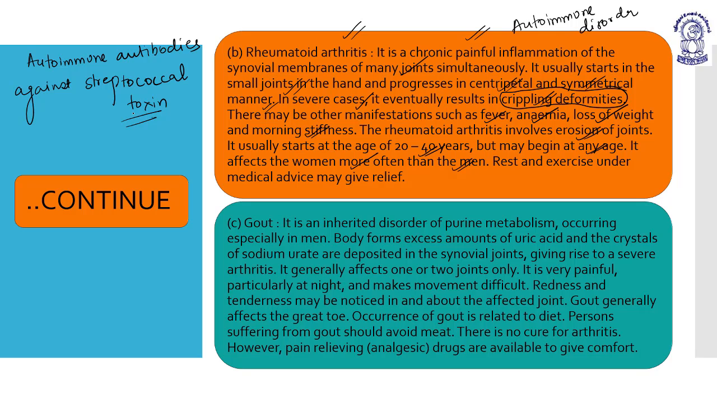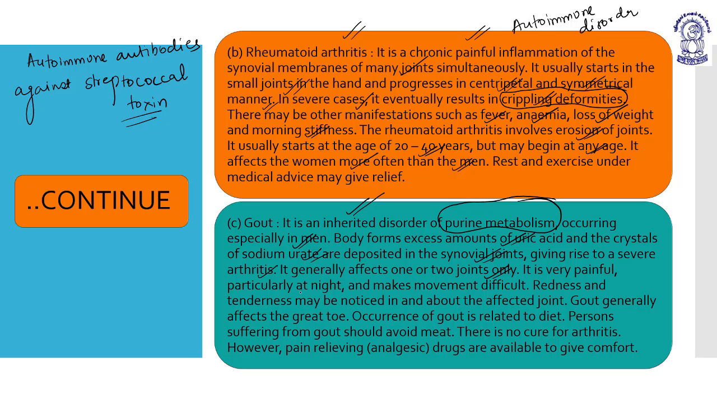Then comes gouty arthritis, or gout. It is because of the accumulation of uric acid. It is an inherited disorder of purine metabolism occurring especially in men. The body forms excessive amounts of uric acid and crystals of sodium urate are deposited in the synovial joints, giving rise to severe arthritis. It generally affects only one or two joints.